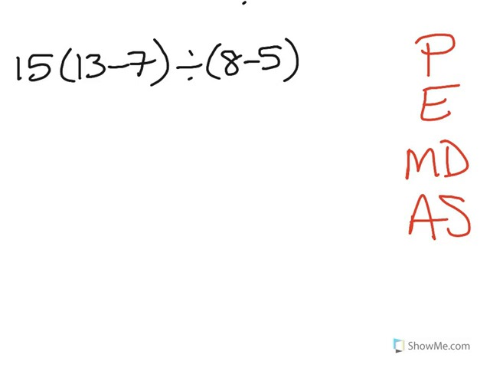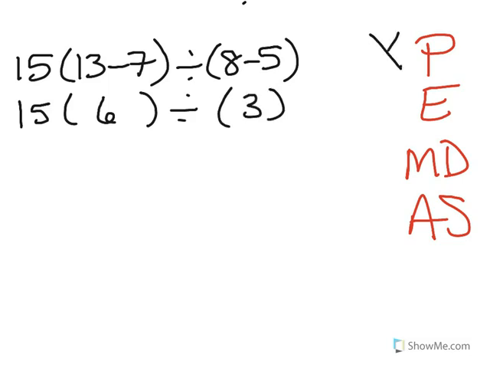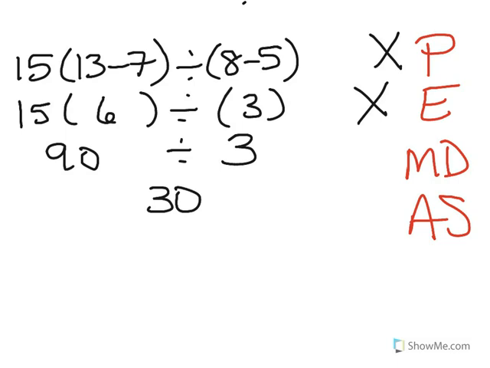In this example, we do have grouping symbols. We'll work each of them separately. 13 minus 7 is 6. 8 minus 5 is 3. All the grouping symbols are fine. There are no exponents. We have only multiplication and division left. Working from left to right, 15 times 6 is 90, and 90 divided by 3 is 30.